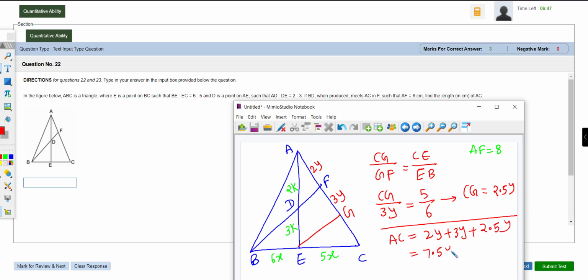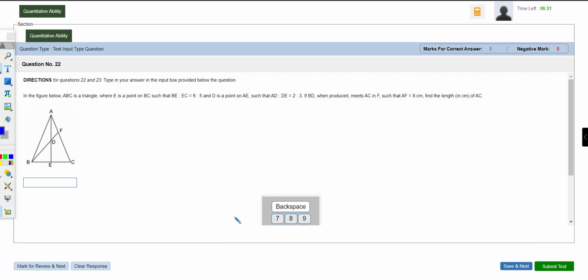Now we know that AF is equal to 8. AF is equal to 8 means 2y is equal to 8, means y is equal to 4. So the answer is going to be what? 7.5 into 4, that is equal to how much? 30. So let's mark 30 as the answer here.